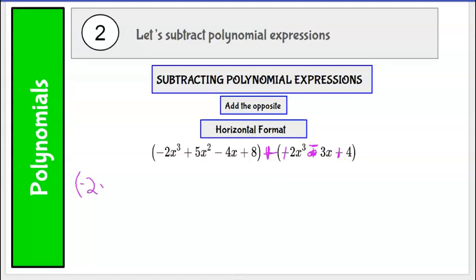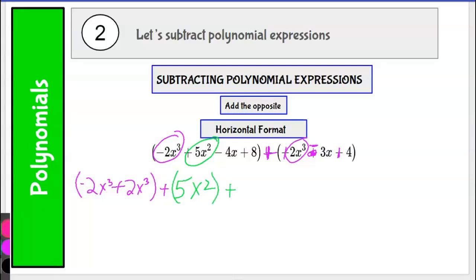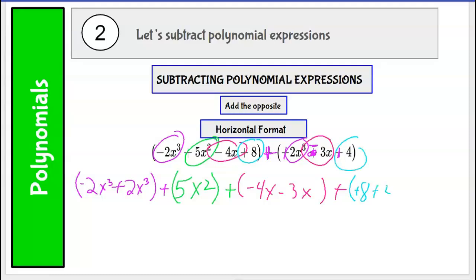Now I'm just going to group like terms. So I've got a negative 2x cubed and a positive 2x cubed. Then I have my 5x squared. Again, I do not have a 5x squared term in the second one, so that's all I have to do with it. If you want to, you can go ahead and put it in parentheses just to keep it separated. Then I have a minus 4x and a minus 3x. And then I have my constants. So I have a positive 8 and I have a positive 4.